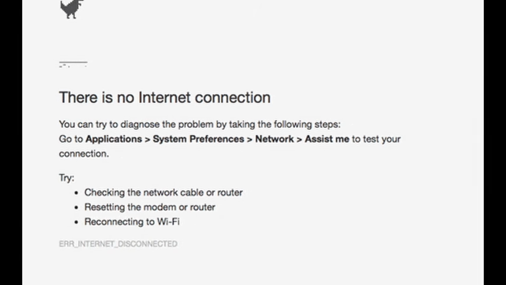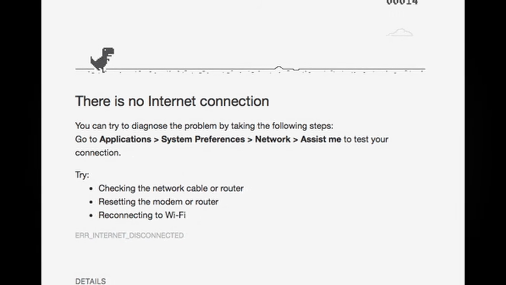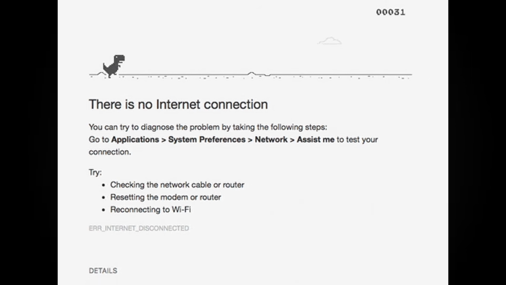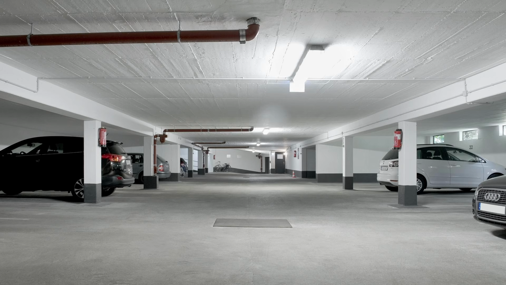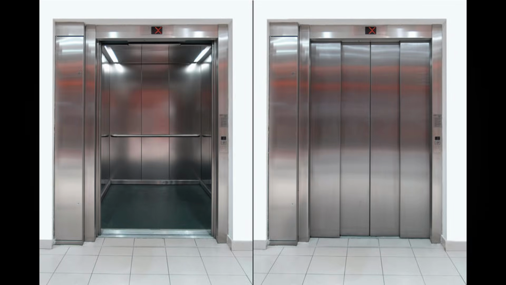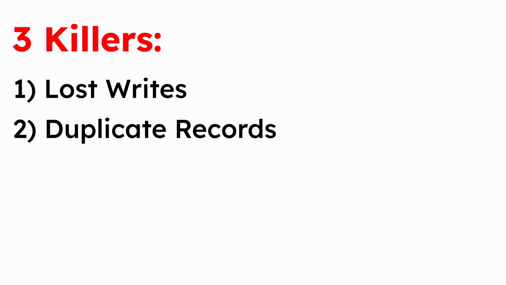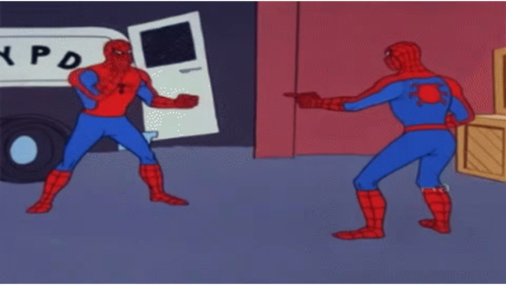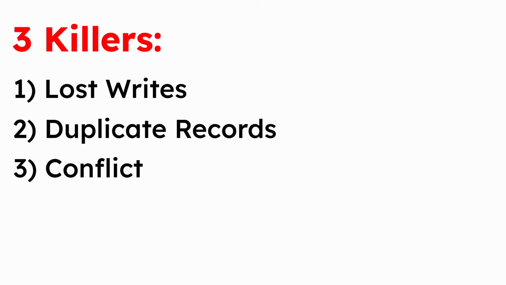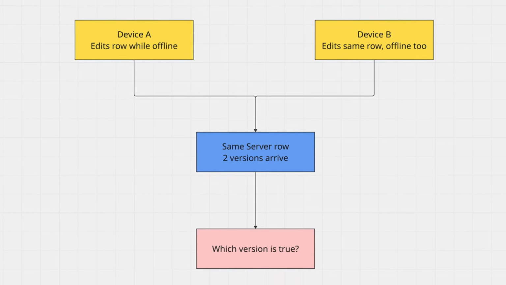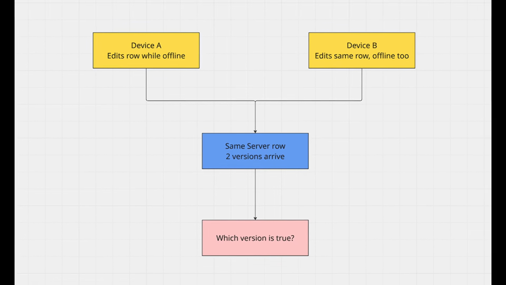Most developers think offline means just no internet. But in the real world, offline is much messier than that. It's flaky networks, requests dying halfway, your app getting killed in the background mid-sync, a user walking into a parking garage, an elevator, or a subway tunnel. There are three killers you are fighting. First, lost writes. The user saved something and it vanished. Second, duplicate records. A retry created a second order or worse, a second payment. Third, conflicting edits. Two devices changed the same row and now nobody knows which version is true.